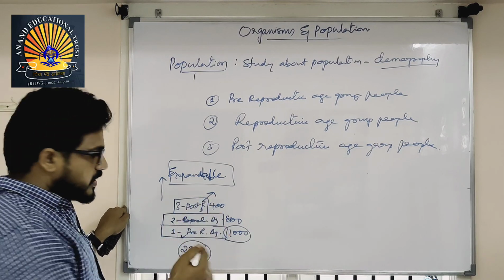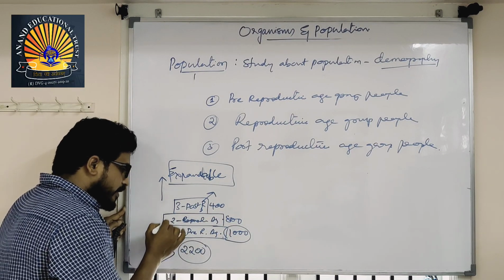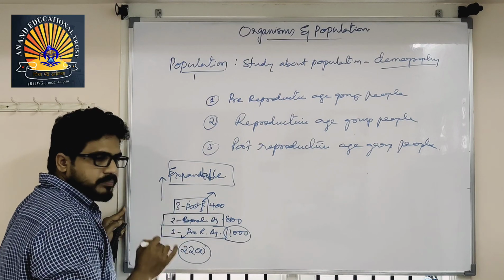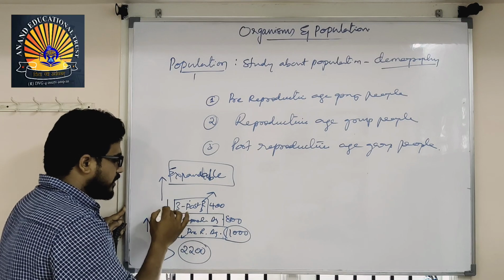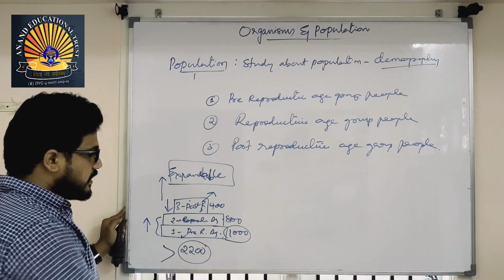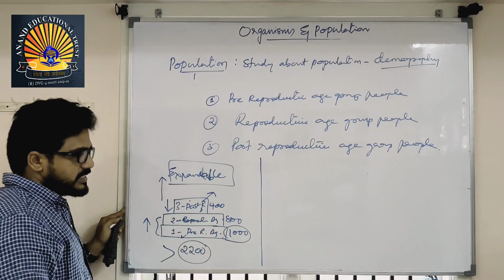So it is an expanding population. The future generation will be greater than 2200, because compared to the post-reproductive and reproductive groups, the pre-reproductive group people are higher and this is low. That is the reason the population growth will increase.